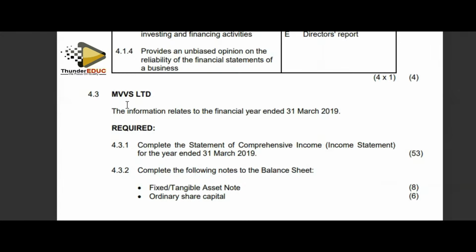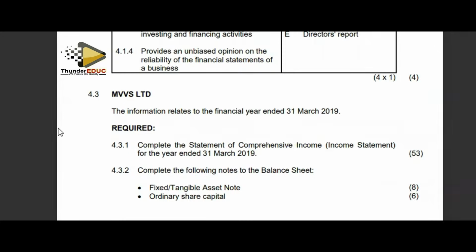So we have to look at what is required. In accounting, what you do first, you read the required before even doing anything, because if you read the information without knowing what to do with it, then you're going to have a very big challenge. Okay. So you must read the required first. Then you go and read the information.